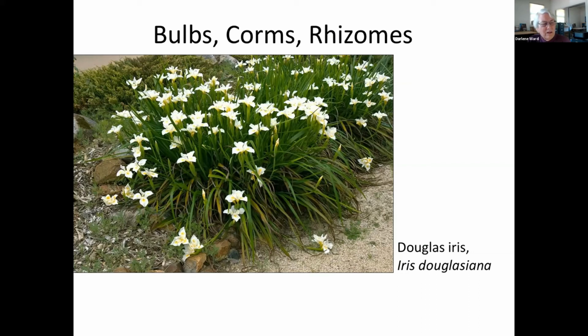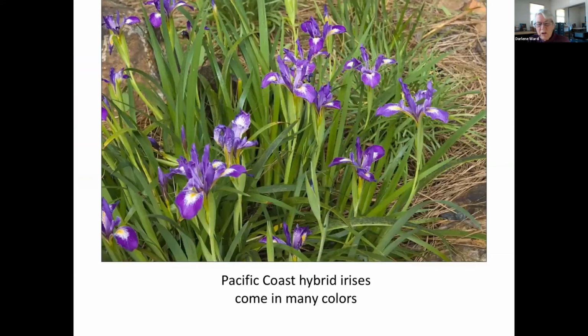Irises are pollinated by bumblebees. Douglas iris comes in many colors, and the hybridizers have been very busy, so you will find a category called Pacific Coast Hybrid. The next slide shows that they come in different colors. You often won't find them labeled as to color in the nursery, so you take your chances and you see what color they are when they bloom.